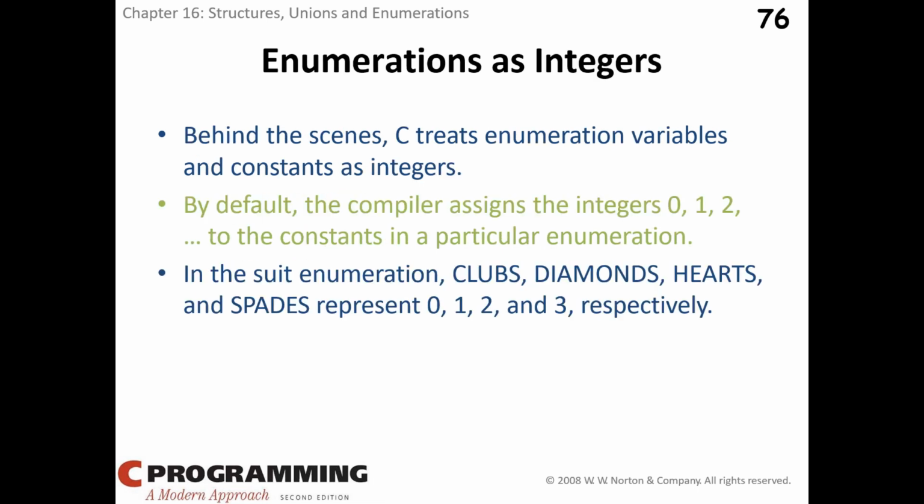In C, enumerations are essentially integers under the hood. By default, the compiler assigns consecutive integers starting from 0 up to the last constant in an enumeration. For instance, in the suit enumeration that we had before, clubs is assigned the integer value 0, diamonds is 1, hearts is 2, and spades is 3. Integer assignments facilitate efficient representation of enumeration constants in memory and enable easy comparison and manipulation.